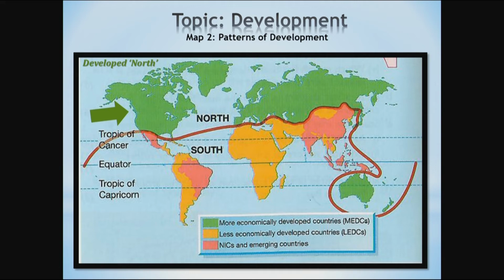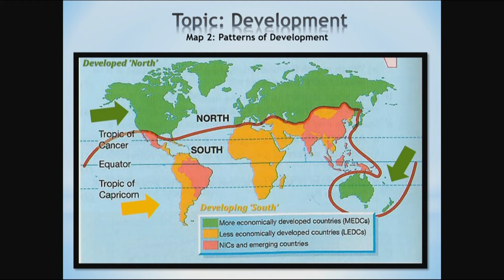Now, if we look closely at this red line, the green arrow here, we can see the developed north, but also note that even if Australia and New Zealand are to the south, in the southern hemisphere, they still form part of the developed north. And then we have what we call the less economically developed countries, the LEDCs, here with the yellow arrow. These are the poorer, less industrialized countries, the so-called developing south.